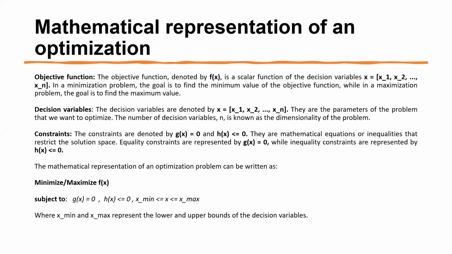So the mathematical representation of an optimization problem can be written as minimize or maximize f of x under the constraints g of x and h of x, and a function f of x may be, say, f of x equal to x plus x squared, something like that. Yeah, this is how we formulate the optimization problem.